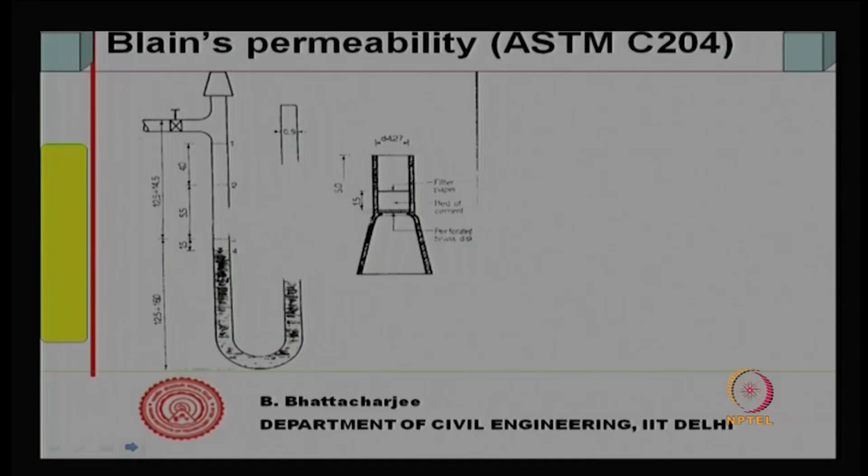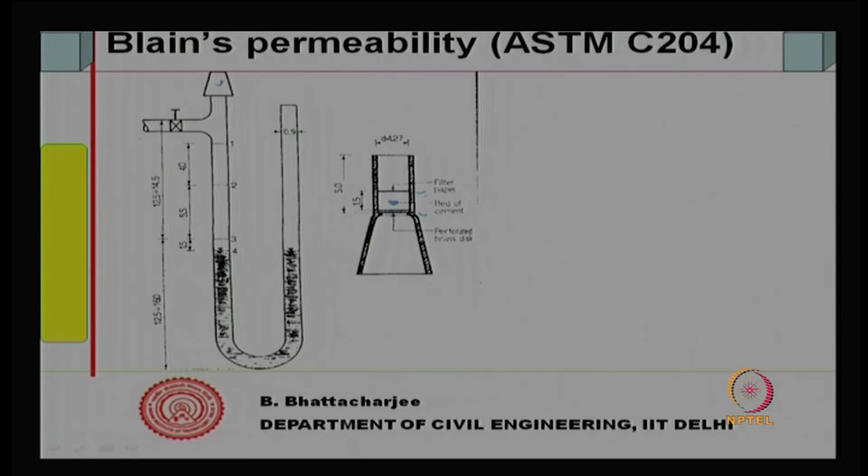In Blaine's method, you have a perforated brass disc here, a filter paper, and here this bed of cement. So, this one looks like this. This bed of cement is packed in a given manner with a plunger. We put a fixed quantity of cement, put a plunger, and this volume is fixed. So, it is approximately assumed that it will have 50% porosity. So, cement particles are packed in a standard manner to have a particular amount of voids in them, right, porosity, and then this is placed here.